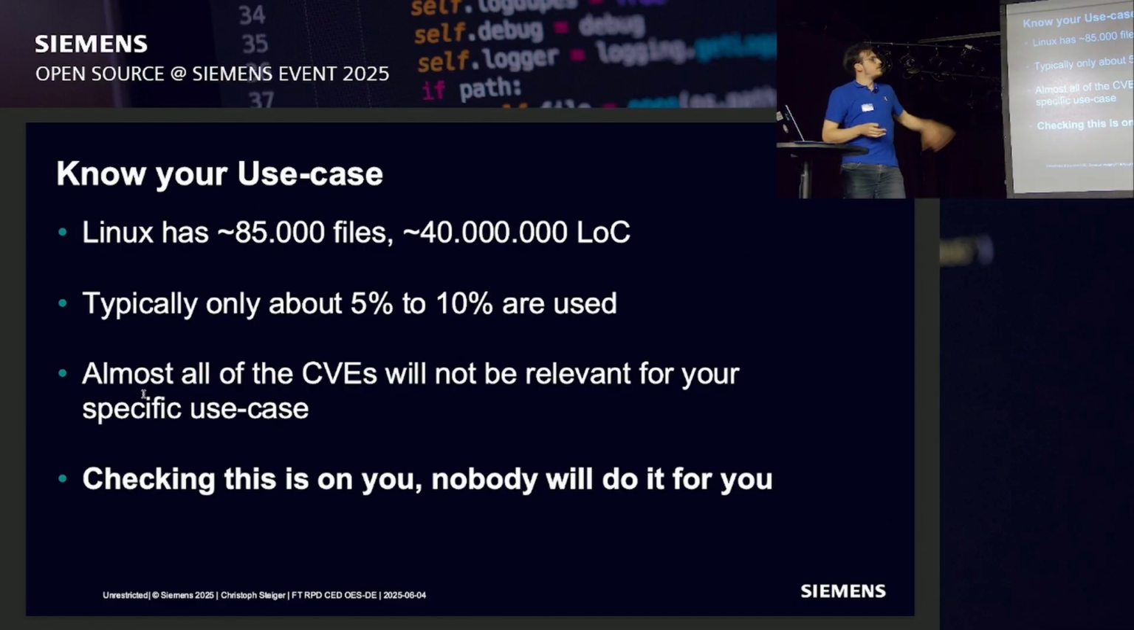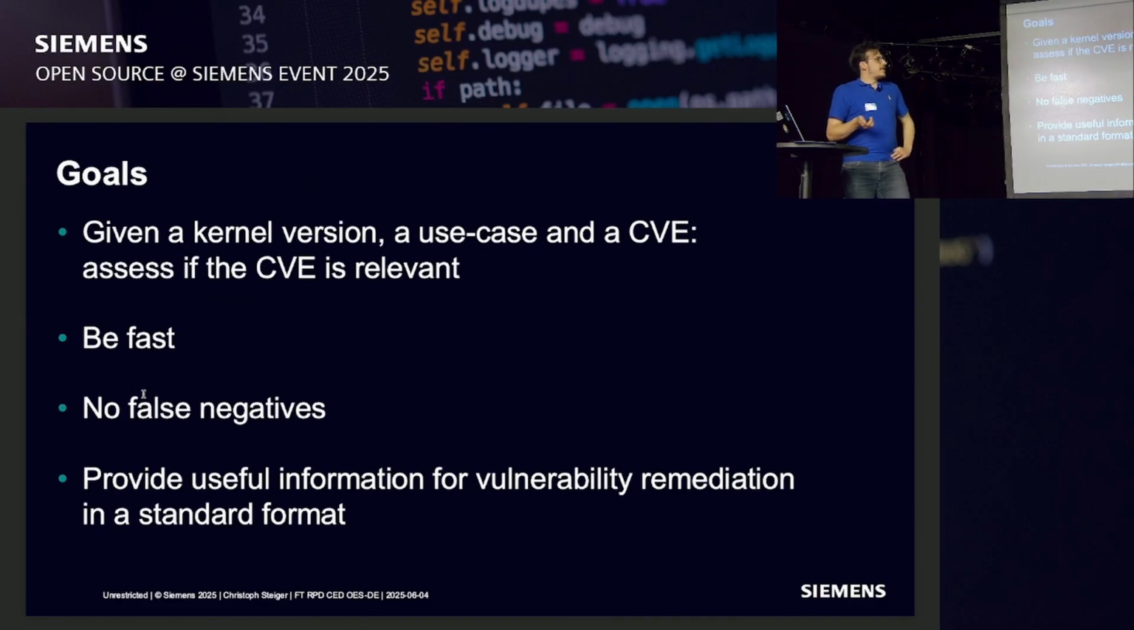And this is the kind of tooling that we developed, and I'm going to quickly explain what our goals were and then show you how it looks. As I said, we have to provide tooling that each product user that has a Linux kernel needs to have in their build somehow. So we need a kernel version. We have to somehow specify the use case. I'm going to come to that, how we do it right now. And a CVE. And then we have to give a verdict: this is relevant or this is not relevant.